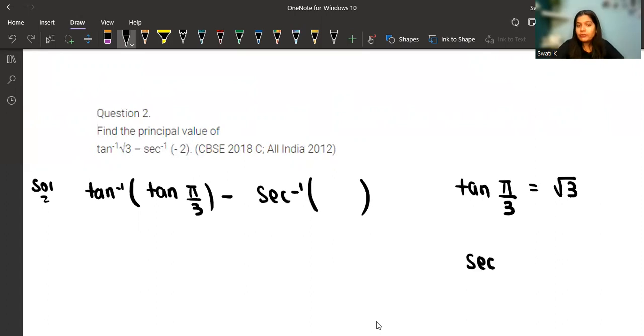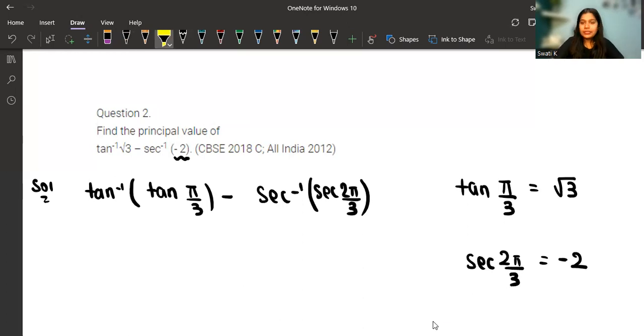So for what value of sec is the value -2? The value is sec 120. 120 in terms of pi, I can write as 2 pi by 3. Why? Because you can see that pi is 180, so 2 into 180 by 3 is 120 only. So I have written 120 in terms of pi, which is 2 pi by 3. And the value of sec 2 pi by 3 is -2. That is why in place of -2, I can write sec 2 pi by 3.